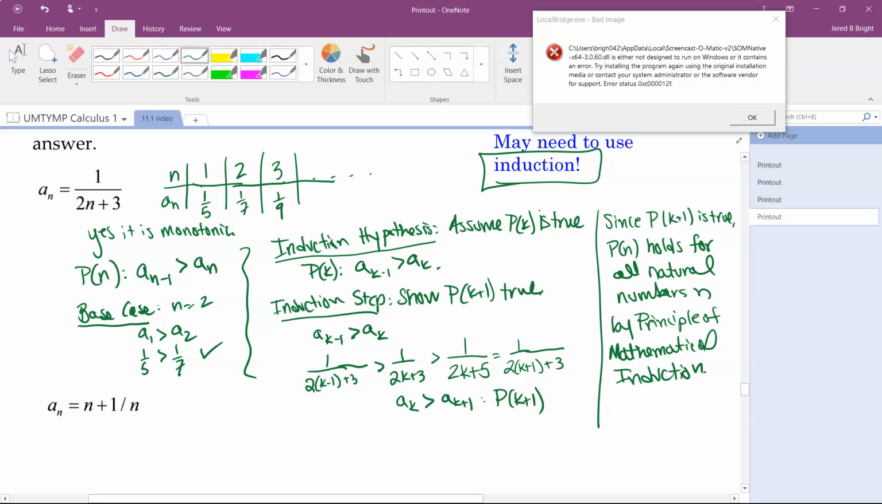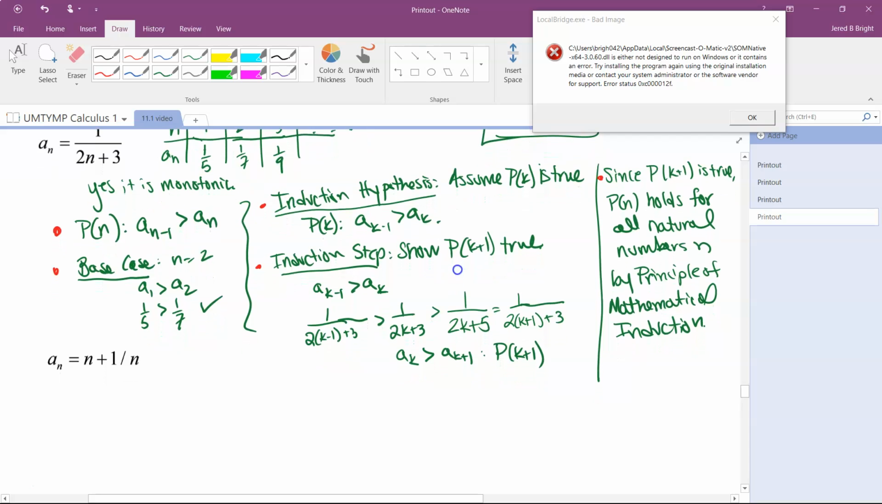Okay, so again, just to recap, make sure to start off with your overall statement, identify a base case. I did n is equal to 2. Really, any example will work. Show your induction hypothesis, do your induction step, and then make sure to conclude. Okay, that's how formal induction is done.